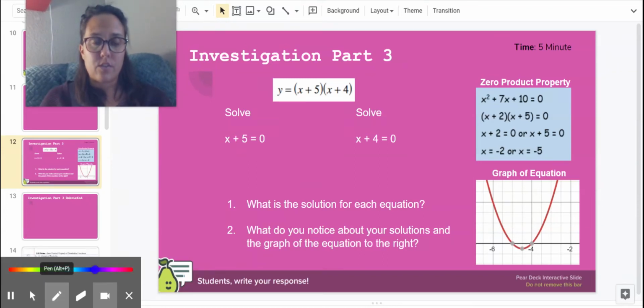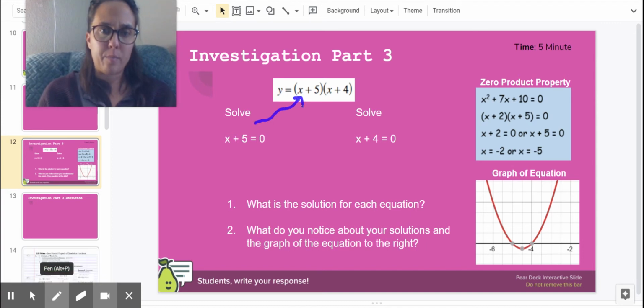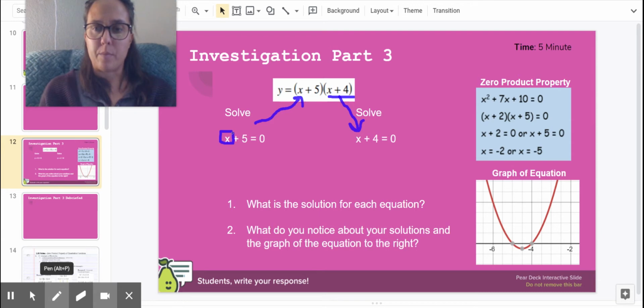So we are being asked to solve x plus 5. Well, that came from that parenthesis, and then x plus 4 came from the second one. So now we're just going to solve. So I'm noticing we're setting them equal to 0. So to solve, I want to isolate x, and I'm going to use inverse operations to do that.